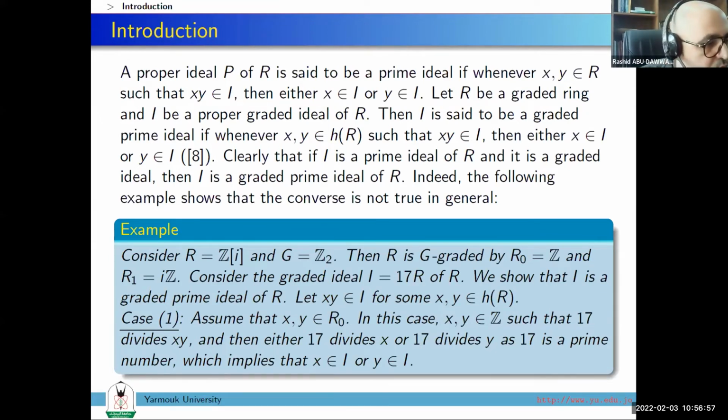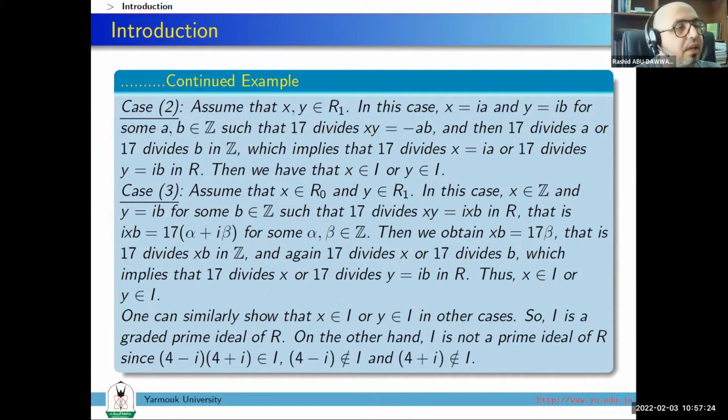Case one: we assume that both elements are from R0. In this case, they are integers, such that 17 divides the product. And you know 17 is prime, so 17 should divide one of them. 17 divides x or 17 divides y, as 17 is a prime number and you are working inside the integers, which implies that x belongs to I or y belongs to I, and we are done.